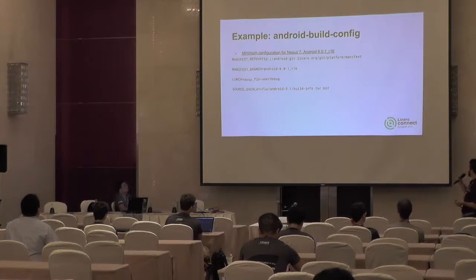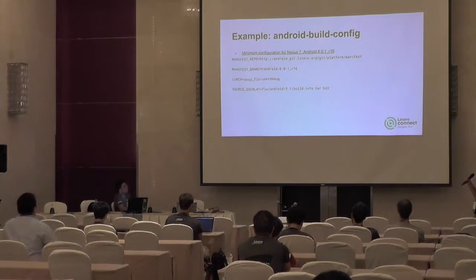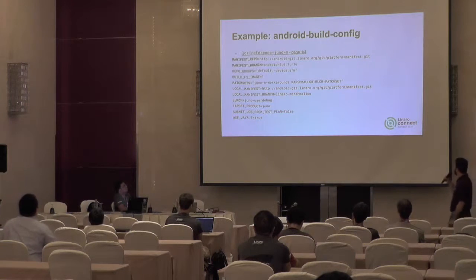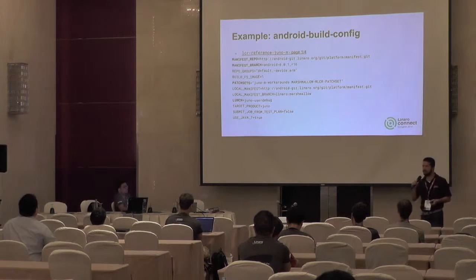let's see. Here's a very minimum configuration for Nexus 7 to build Android 6.01 R16. Again, this is the same configuration that we saw on the front end, so no surprise there. But this one is stored on Android build config, if I recall correctly. This is an actual configuration file.